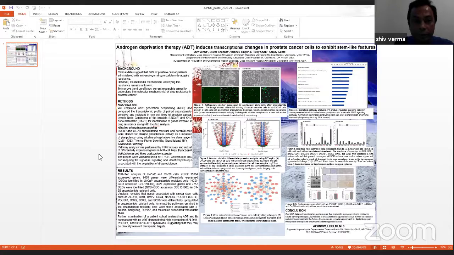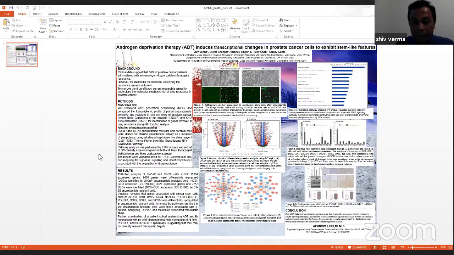So my poster is about androgen deprivation therapy inducing transcriptional changes in prostate cancer, and that leads the cells to exhibit some stem-like features. And what we are trying to understand here is what the causes are that make prostate cancer cells resistant to therapies like androgen deprivation therapy.